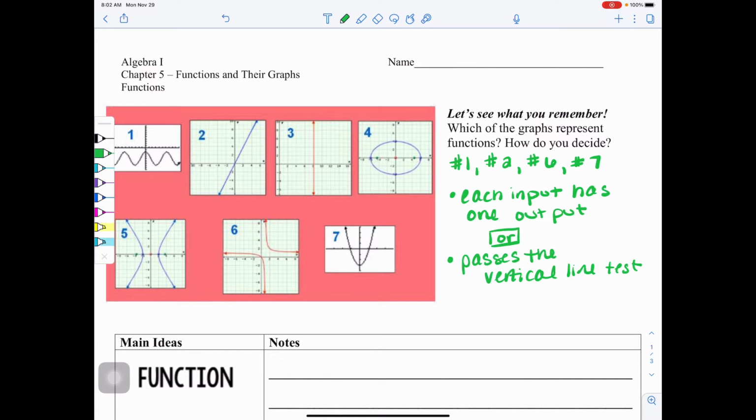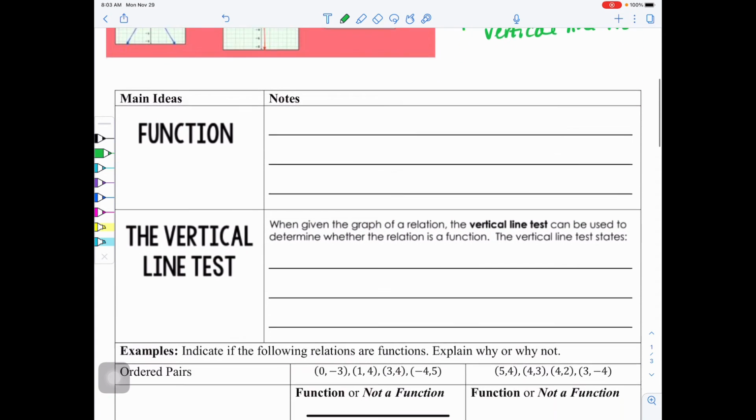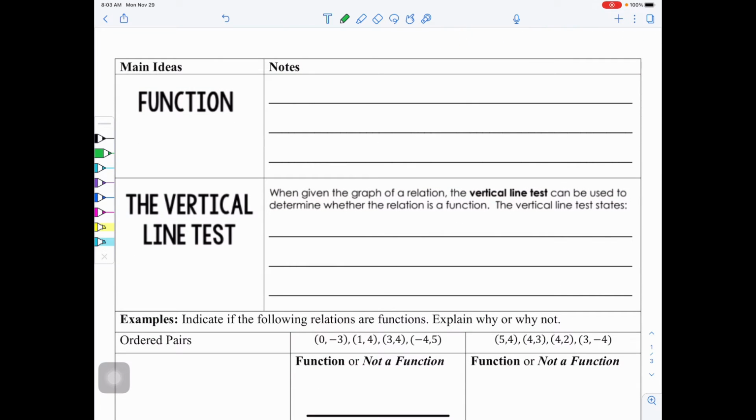Today's lesson is going to go back to functions and review the things that you've learned from the previous grades, as well as add on to that idea of what a function is. So we'll move on now to our notes, the main ideas, definitions, and some examples. So starting with a function. A function is a special relationship between values.